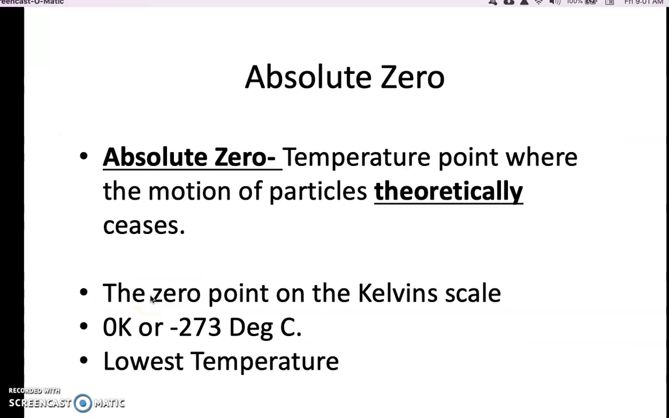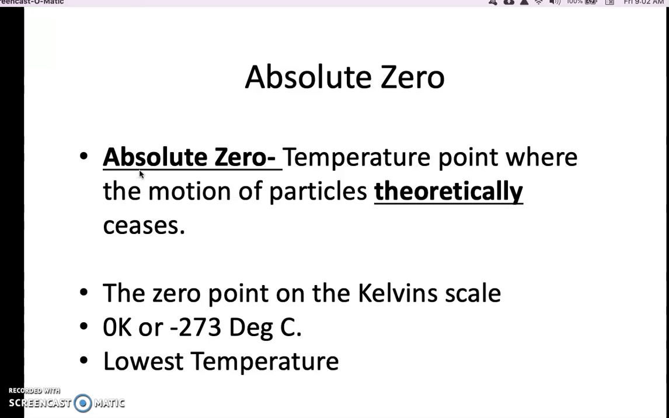Now, absolute zero, okay, is on the Kelvin scale. All right, absolute zero is a temperature point where the motion of particles theoretically ceases. So the atoms do not move anymore. They actually stop moving, theoretically. Okay, so it's essentially the 0 point on the Kelvin scale, which is negative 273 degrees Celsius, essentially the lowest temperature. So I drew up this little table so we can kind of imagine what the temperature actually is.